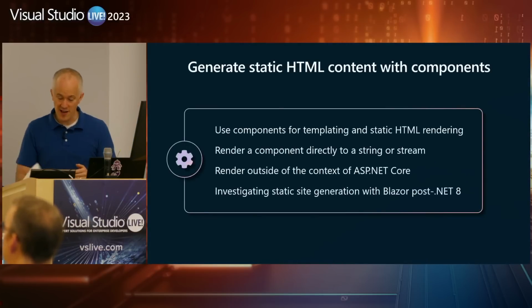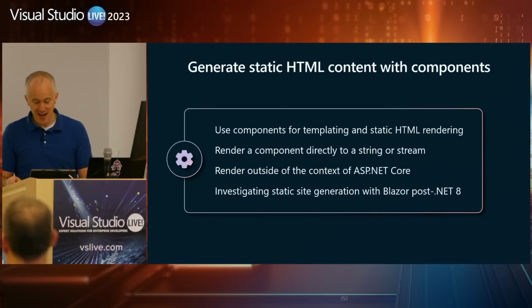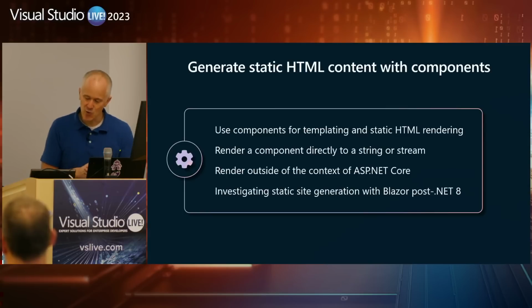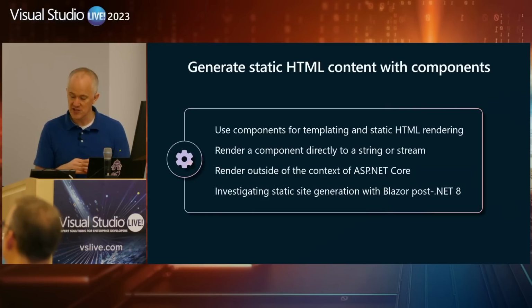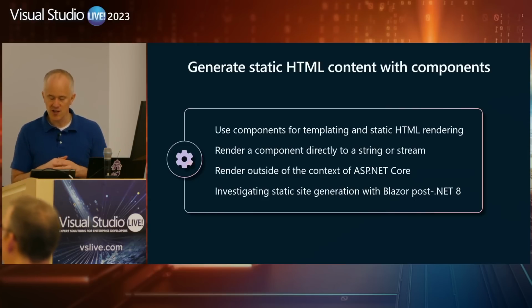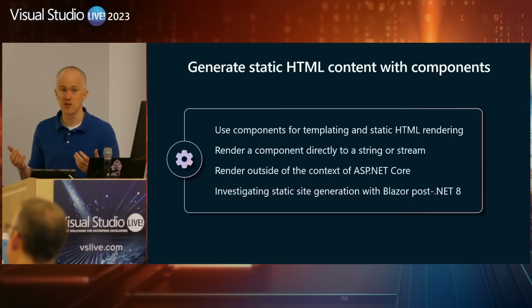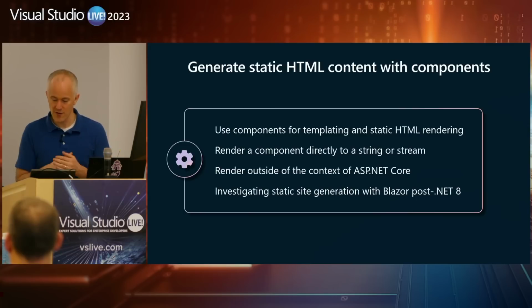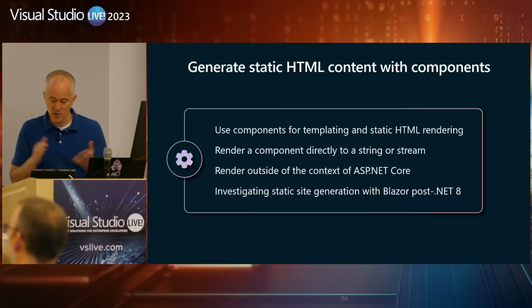Now, one of the happy side effects, or a convenient side effect of the work that we have done to enable server-side rendering with Blazor is that you can now in .NET 8 render Blazor components completely outside the context of an HTTP request and completely outside of the ASP.NET Core environment. You can take a Blazor component and render it to HTML directly as a string or just as a stream, and then do whatever you want with it.